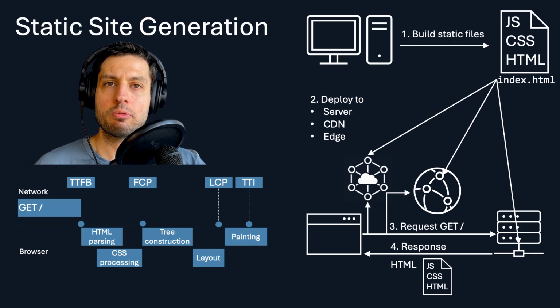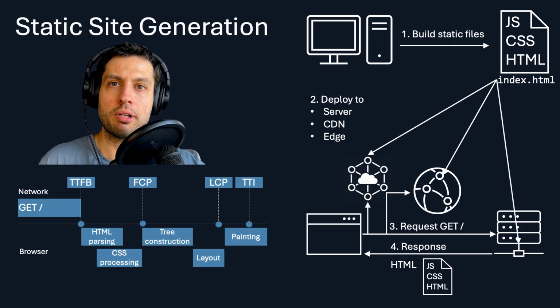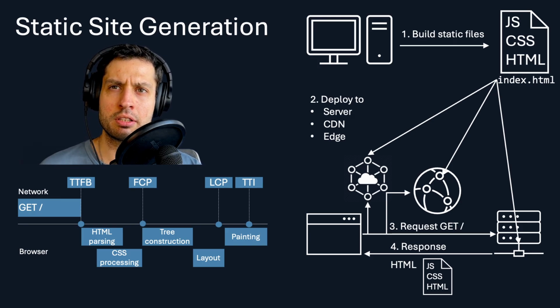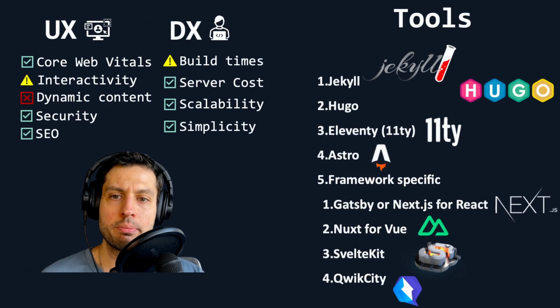Then when the user opens the browser, navigates to a page and makes a request, the response is this already rendered HTML. Then the browser follows the critical rendering path. Here I'll describe it in detail so that you can follow later. Whenever you get the response, you get the time to first byte, then you start parsing the HTML, parsing the CSS, building the DOM, building the CSSOM, then constructing the render tree, building the layout, and finally painting all of the elements.